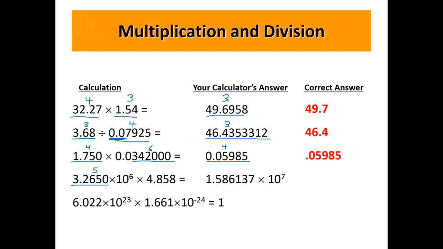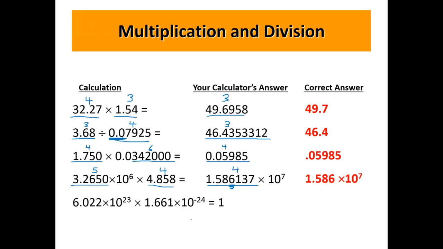The next one, that's 5 significant figures. The 0 is significant because of the decimal point. And here I have 4 significant figures. 5 and 4, 4 is less. I have 4 significant figures in my answer here. If I count left to right, the last significant figure is this 6. It rounds down. So 1.586 times 10 to the 7.